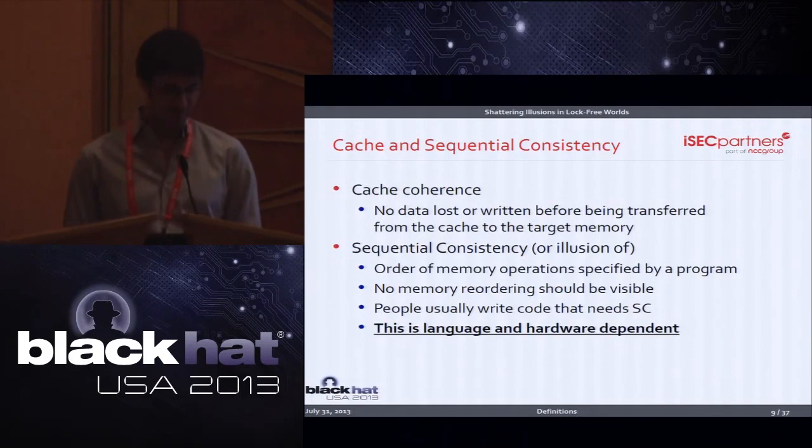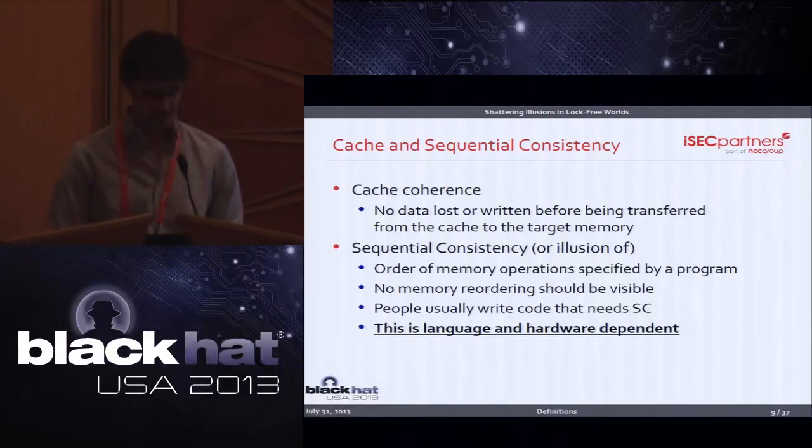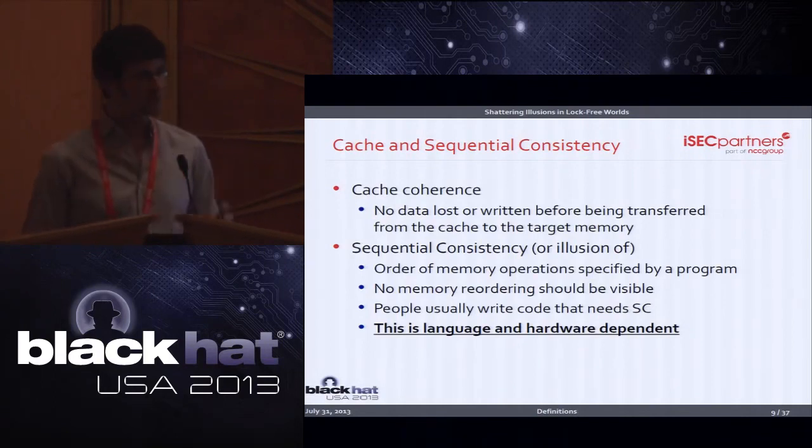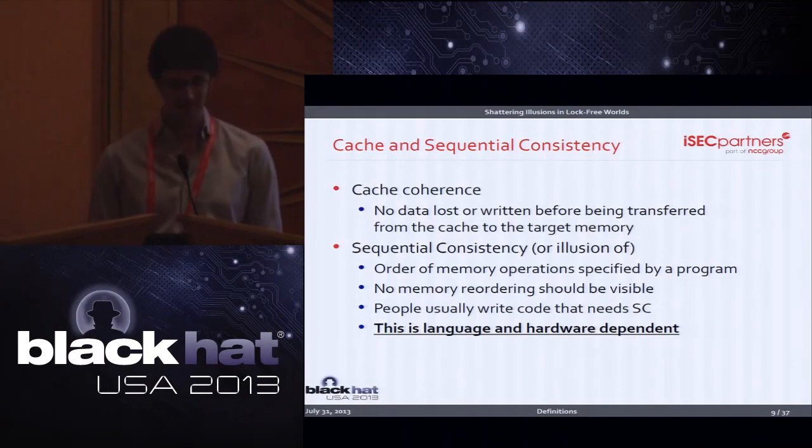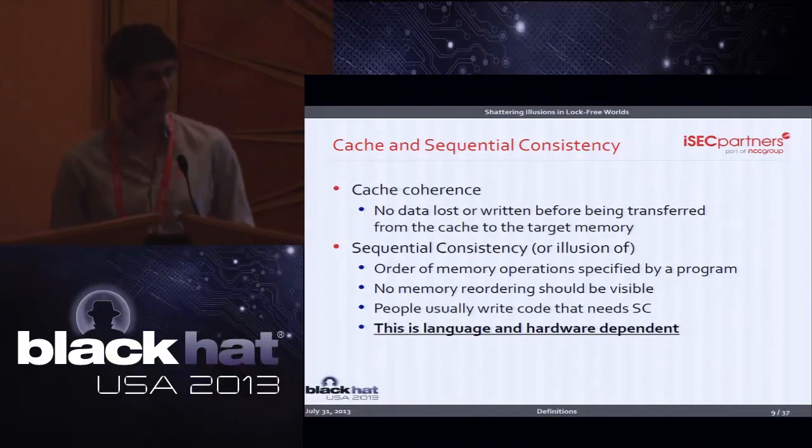Two of the main concepts to understand here are cache coherence and sequential consistency. Cache coherence means that writes made by a processor are eventually seen by other processors without being lost or overwritten. But you should not really have to care too much about this, since the OS, the compiler, and the hardware should make sure it is true.